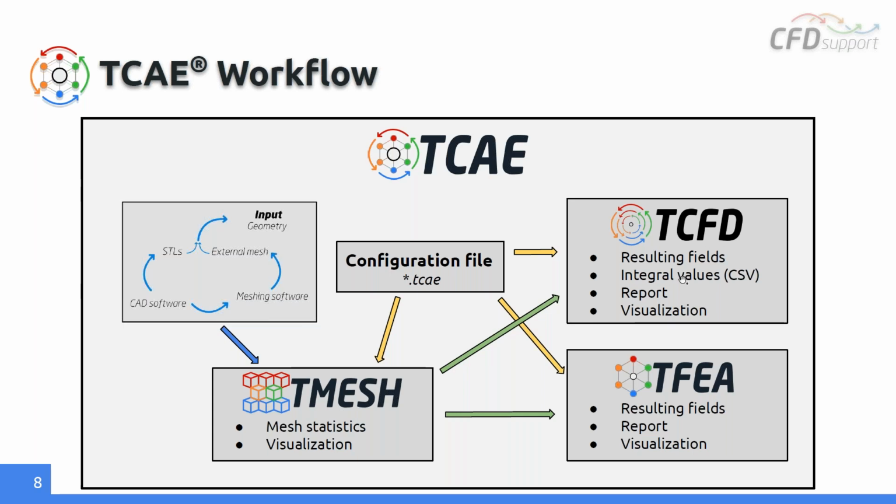In TCFD, you set some additional setup like physics, simulation parameters, solver parameters, and so on. You simulate it and you get the report. You can get the fields to be visualized and so on. The same holds for the FEA analysis. Again, in T-mesh, you generate the computational mesh, and then the FEA solver solves the physics and the problem on the mesh which was generated in the T-mesh module.